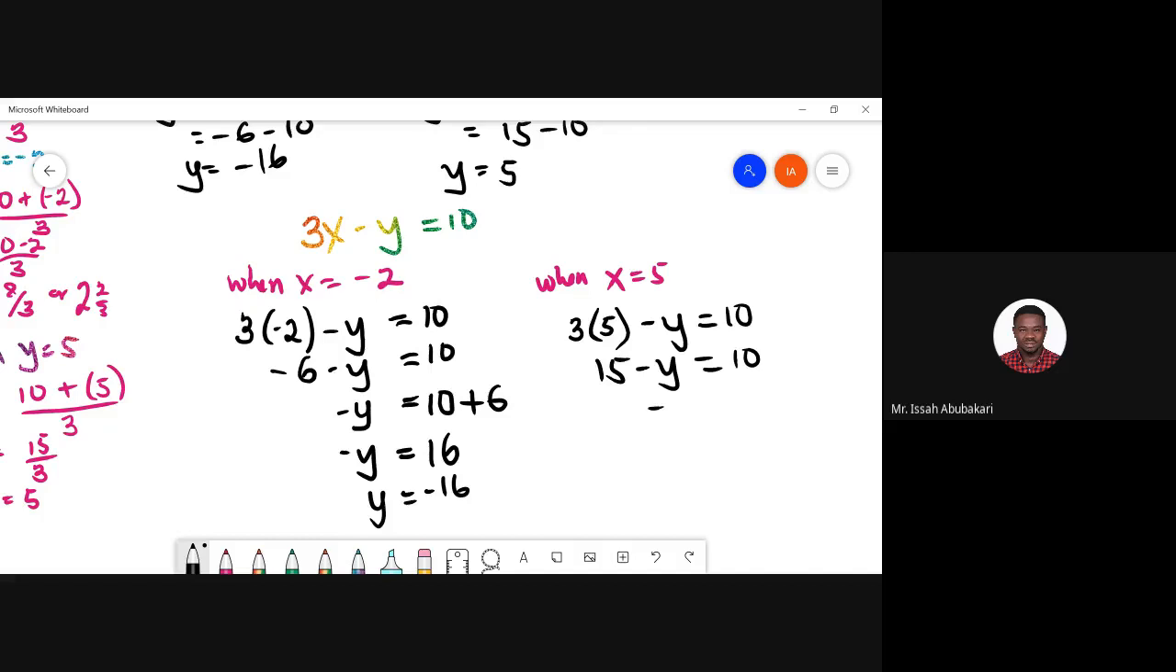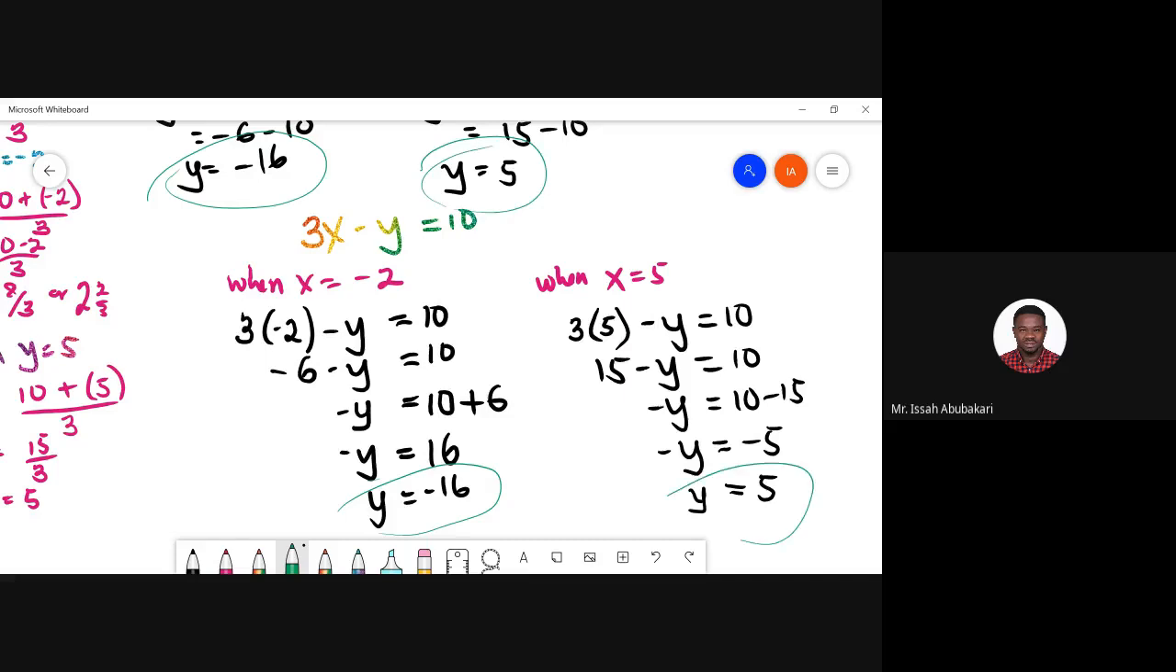Now let's find y. -y is equal to 10 minus 15. So we simplify. 10 minus 15 is what? -5. Multiply or divide both sides by -1. And at the end, we are going to get y is equal to +5. So you realize that when we use method 1, we got y equal to -16, and with method 2 also y is equal to -16. Y is equal to 5, y is equal to 5. Whichever way, you get the same answer.